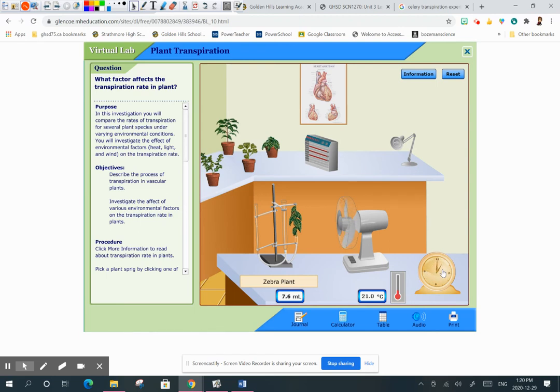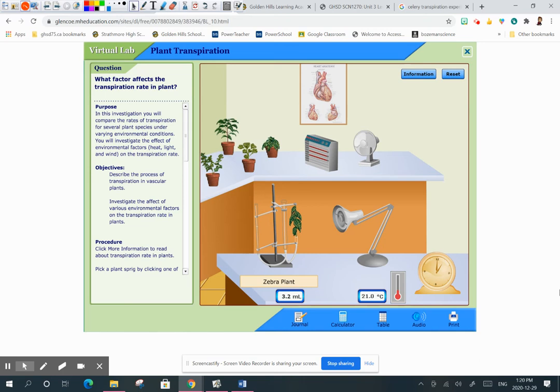Okay, so there we go. Oh, look at that. Well, 7.6 mils. That's almost doubled. So certainly that increased the rate of transpiration. And now we can compare to adding a lamp. It's like mimicking sunlight. There's our little lamp is on for our fake hour.